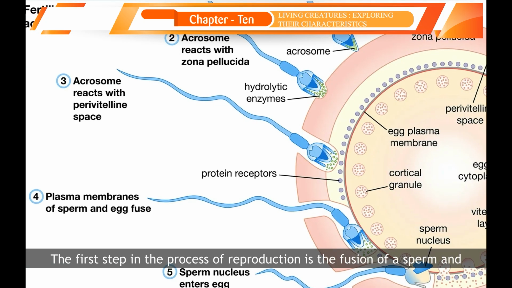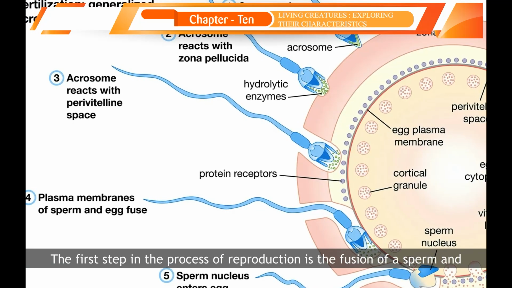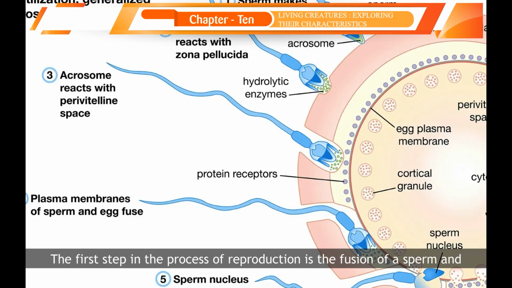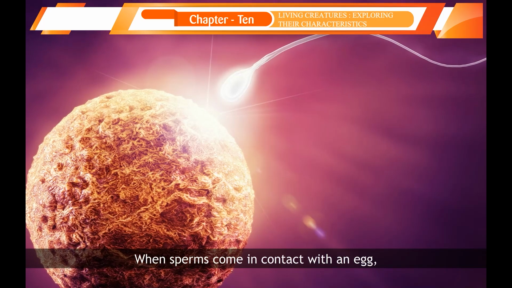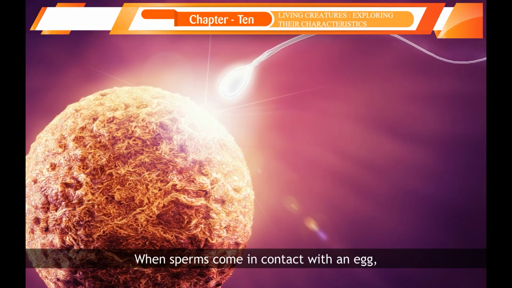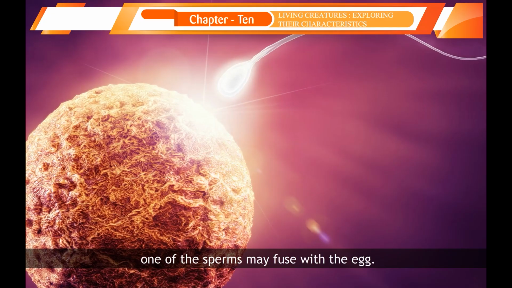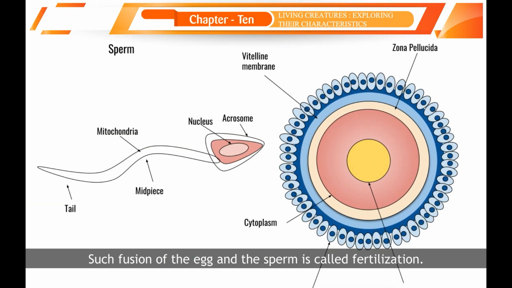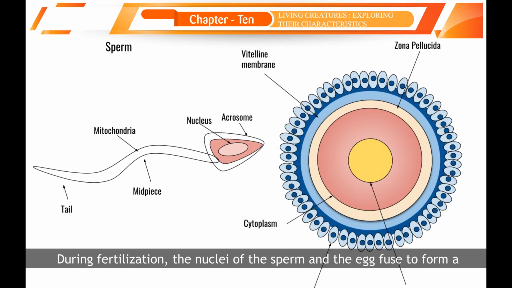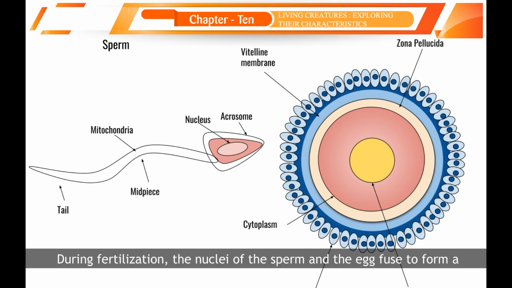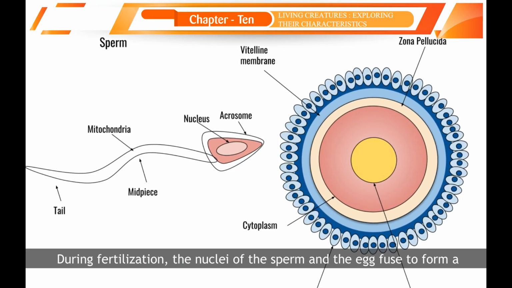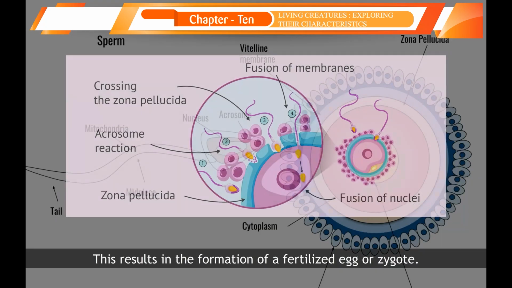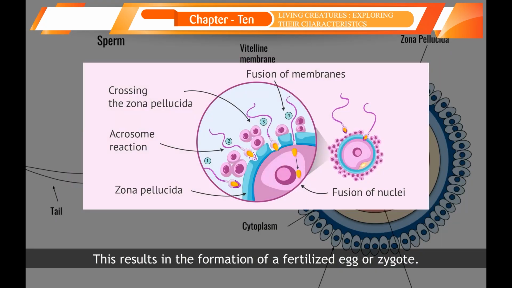Fertilization. The first step in the process of reproduction is the fusion of a sperm and an ovum. When sperms come in contact with an egg, one of the sperms may fuse with the egg. Such fusion of the egg and the sperm is called fertilization. During fertilization, the nuclei of the sperm and the egg fuse to form a single nucleus. This results in the formation of a fertilized egg or zygote.